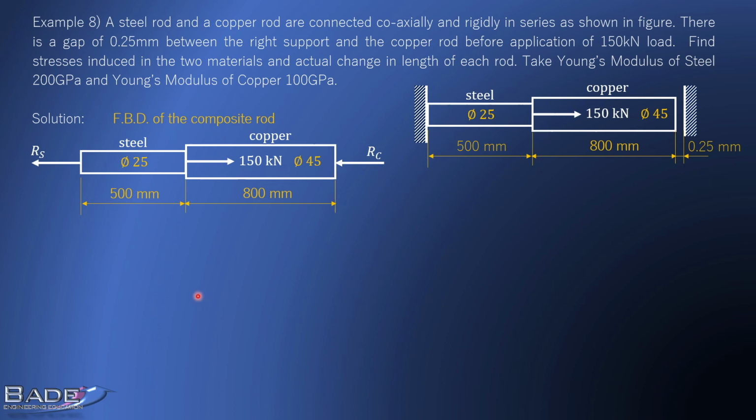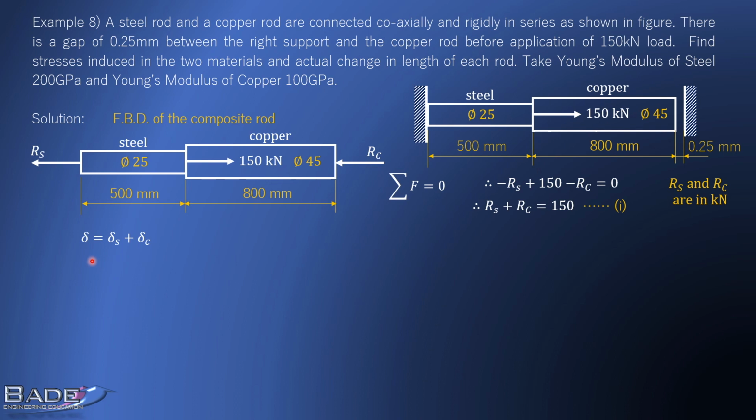So conditions of equilibrium: all forces are collinear, so only one equation we can write. Sigma F is equal to 0, RS leftwards, 150 kilonewton force rightwards, RC leftwards. So finally, this is equation number 1. In this equation, RS and RC are in kilonewton because we have taken load in kilonewton. This is a statically indeterminate problem again because we couldn't find the reactions by conditions of equilibrium only. Condition of equilibrium gave us only one equation.